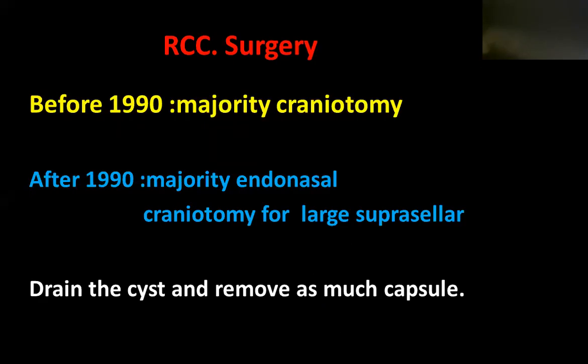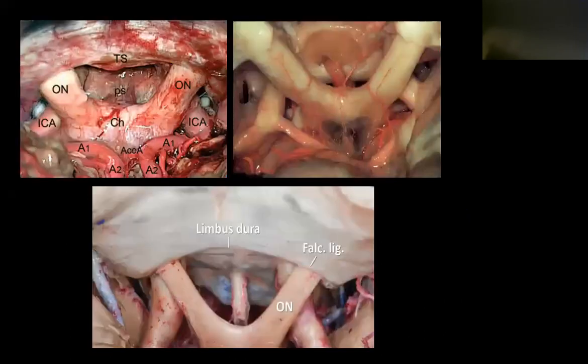Now, before the 1990s, or the era of endoscopy, the majority were dealt with by craniotomy. But after 1990, because of the surge of the endoscopic approach, the majority are done by endoscopy, endonasal. You just leave the craniotomy for large suprasellar cysts, or if it is totally suprasellar. So the aim is to drain the cyst and remove as much of the capsule as you can.